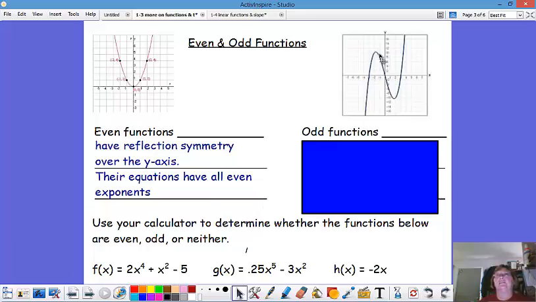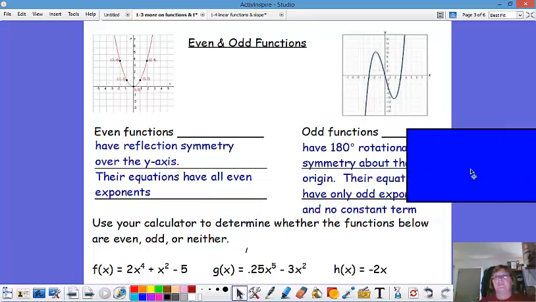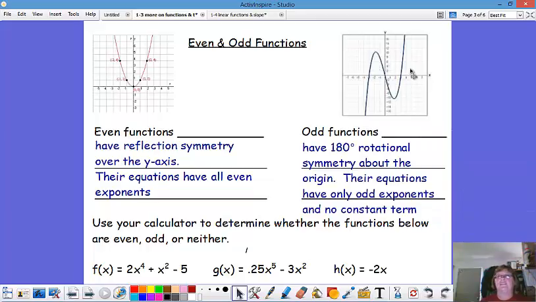Odd functions, on the other hand, and here's an odd function. Odd functions don't have reflection symmetry. Instead, they have 180-degree rotational symmetry about the origin. That is, you can imagine pulling that handle 180 degrees down here, and you have this thing rotating right back into the same position that it's in now. 180-degree rotational symmetry. Their equations, odd functions that is, have only odd exponents.